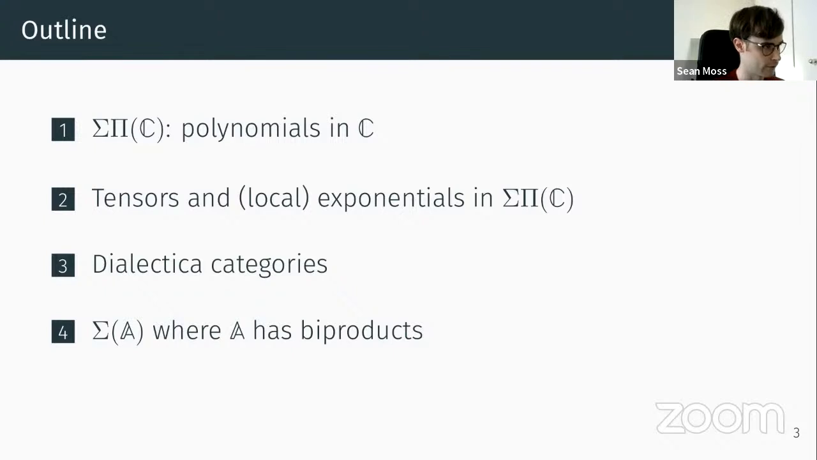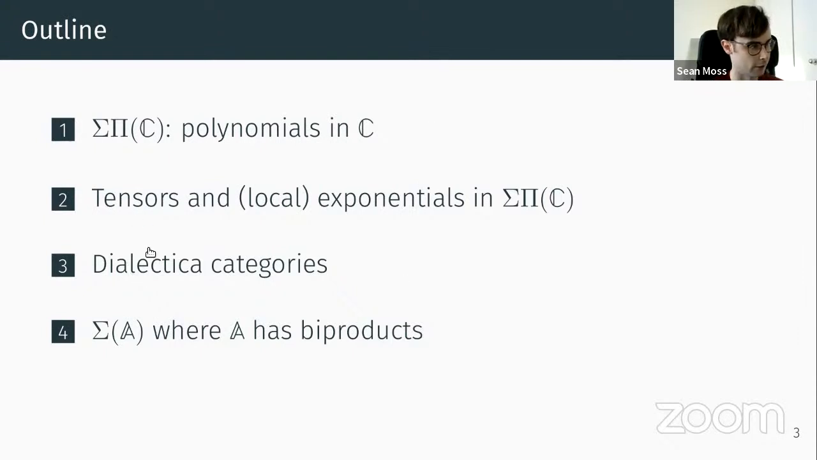Okay. So with that defined, we know that the category poly has quite a few tensors and monoidal structures and monoidal closed structures on it. So I'll say a bit about how you have those for sigma pi C rather than just poly, which is sigma pi 1. And I'll also try to make good on the title of this talk by explaining which local exponentials exist in poly and what we can say slightly more generally for sigma pi C.